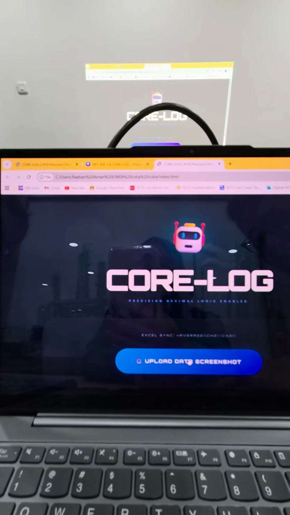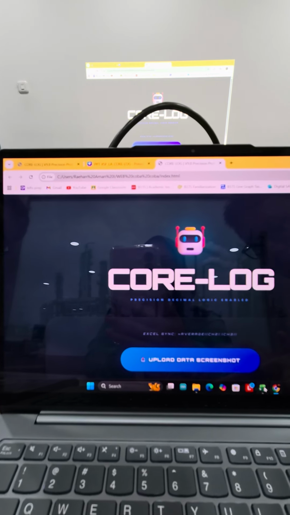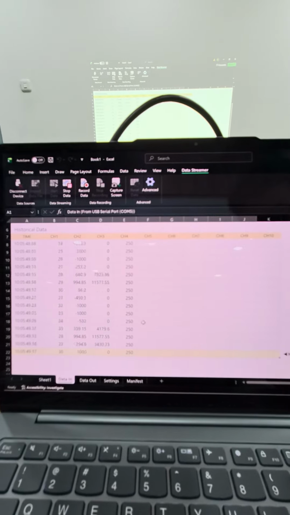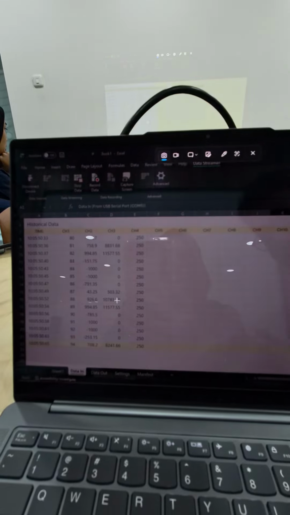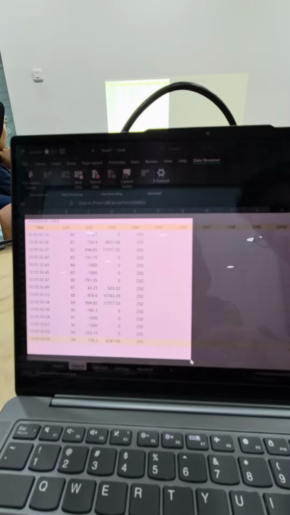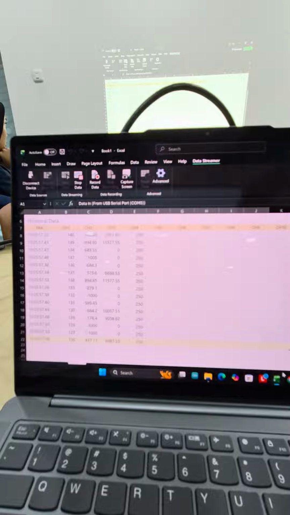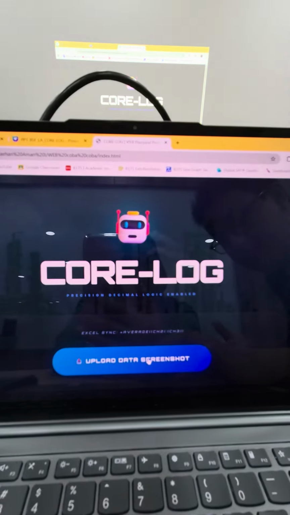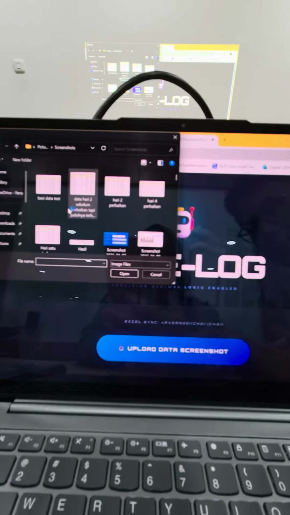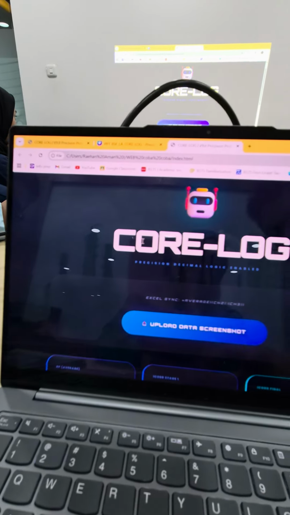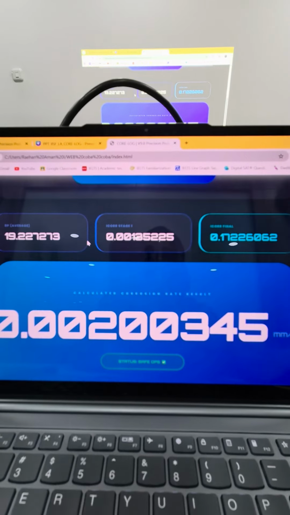So how to use our product? First, after you open Microsoft Excel, make sure that the data is running and take a screenshot. And after that, you need to take the table, make sure that GH2 and GH3 are being captured. And after that, you need to open our website and put your data into the website. And you will get the estimated result.